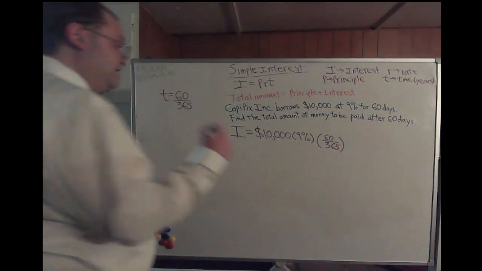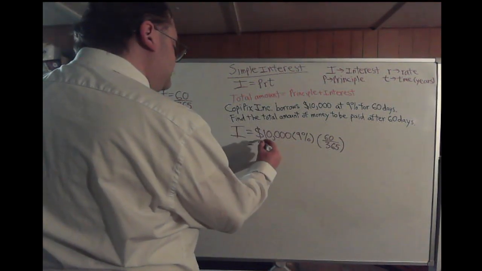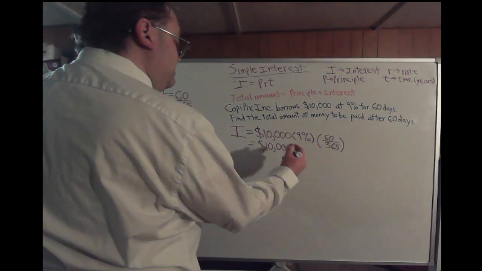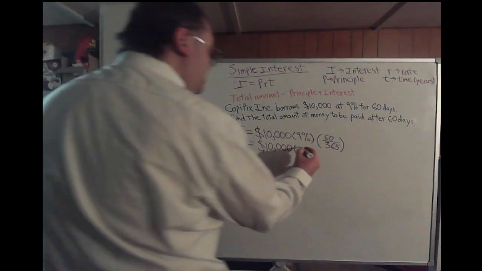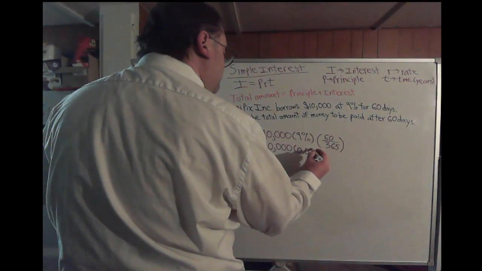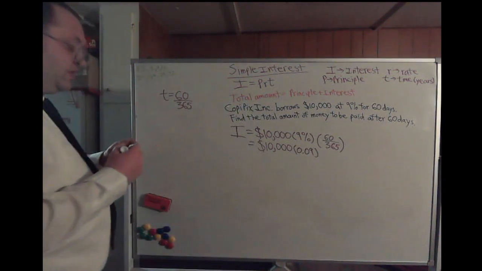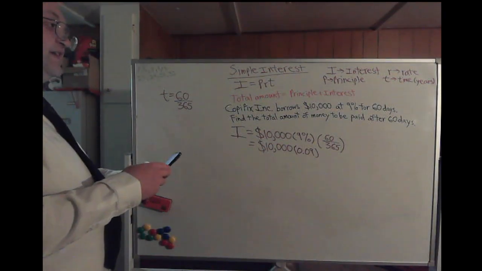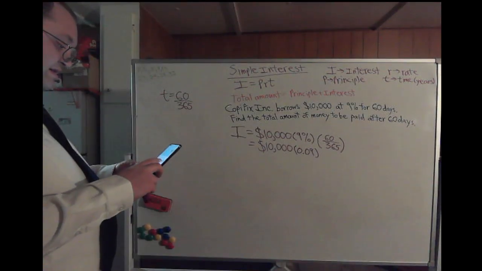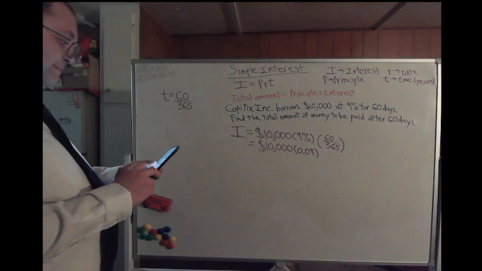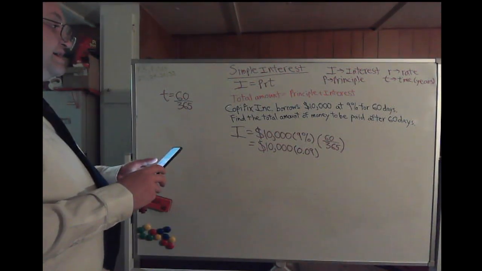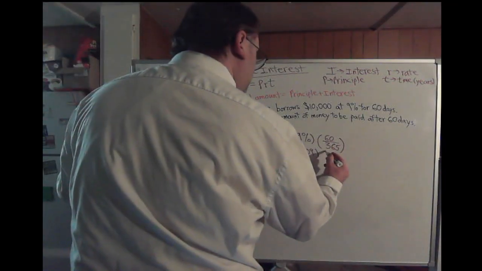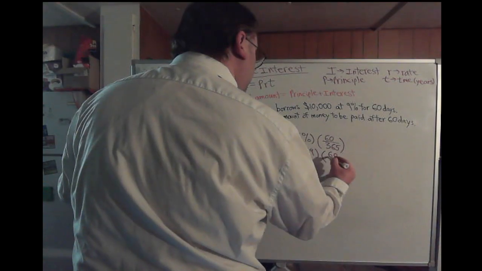So that interest, of course, still has $10,000. Then you have the 9%, which as a decimal we know is 0.09. Then we have that times 60 out of 365. Let me see if I can get a nice decimal for that. I can't. It's not nice. So we're going to have to plug that into our calculator.